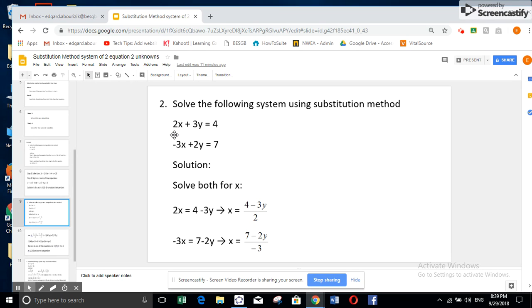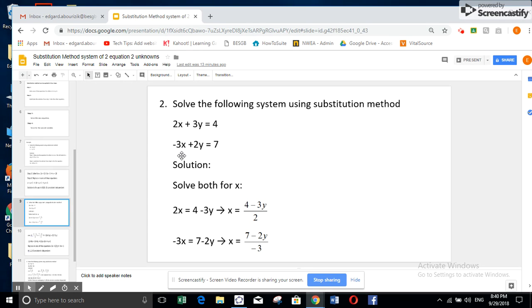Here you can see I don't have a coefficient with the 1 in the 4. Here you have 2, 3, minus 3, 2. So the best way, according to my point of view, I pick to solve for x in the first and in the second. So let us say here I want to solve for 2x. 2x will be 4 minus 3y. x will be 4 minus 3y over 2.